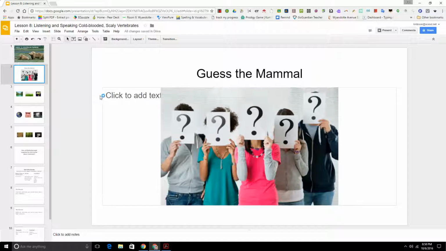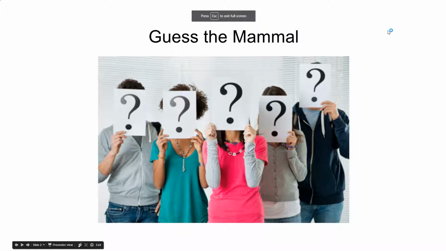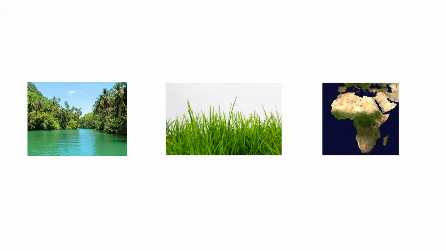To play this game, I'm going to give you some clues, and then you're going to try and guess the mammal. Here we go. Okay. So you can find me resting in rivers, lakes, and swamps to keep cool. I eat mostly grass, and I'm one of the most dangerous animals in Africa. What am I?